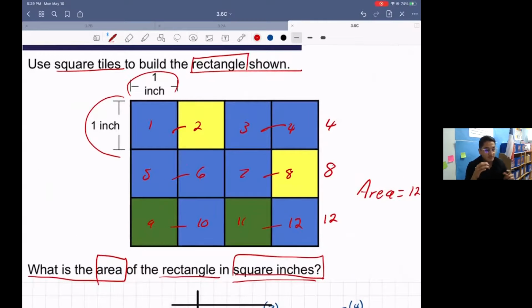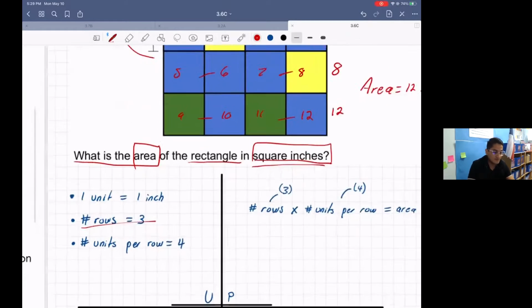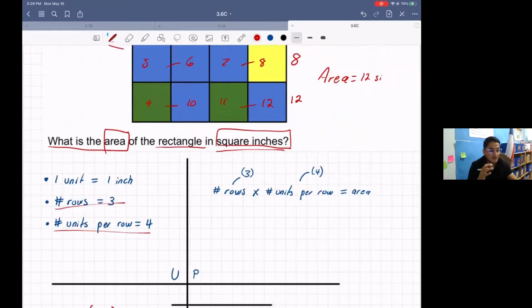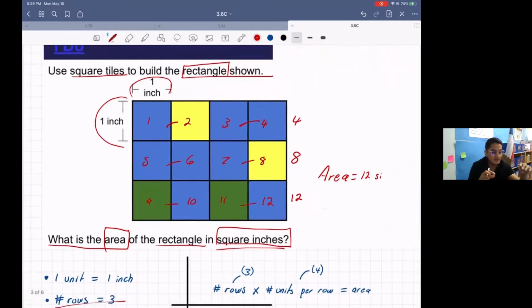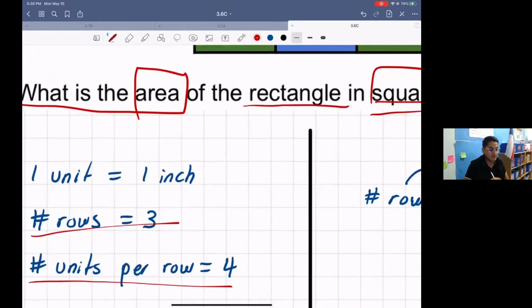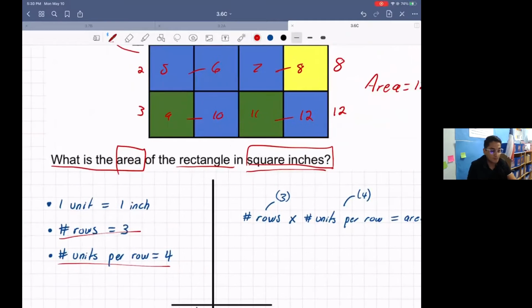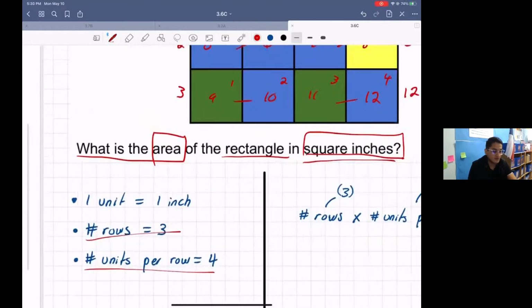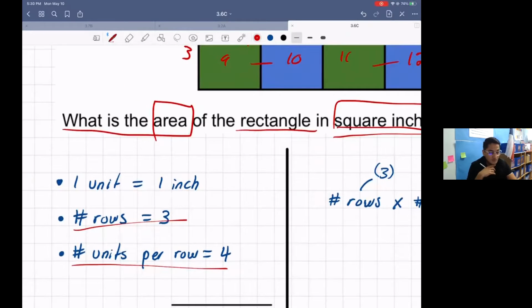Okay, so I know that I needed to first put the information that I know, and also I would be counting the rows that I have in this array. So I know that it's row number 1, number 2, and number 3. So 3 rows, number of rows, 3. And number of units per row. So we said that's 1, 2, 3, and 4. So I have also my number of units per row, which is 4.